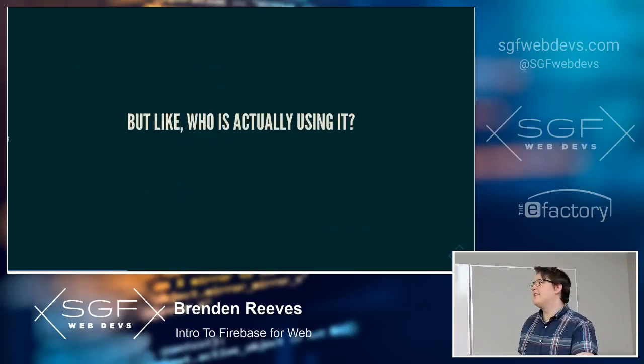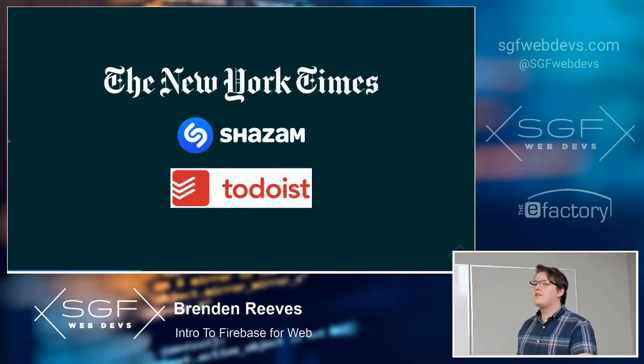But who's actually using it? It's the real question. So there are tons of people using it. These are just a few that I picked off the top, but they have several million developers that are actually using it in their apps today. The big ones that they advertise are the New York Times, which uses it as their back-end infrastructure, as well as Shazam for some of their machine learning and user systems, as well as Todoist to keep track of all your tasks.